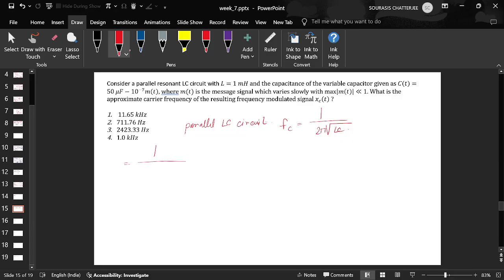So let us substitute those values. L is 1 mH, so 10 to the power minus 3, and C is 50 into 10 to the power minus 6 minus 10 to the power minus 7 mt.